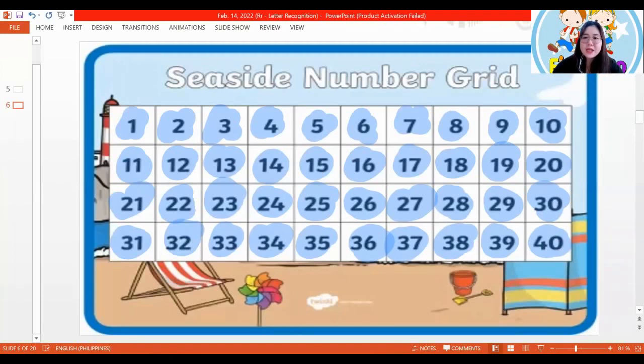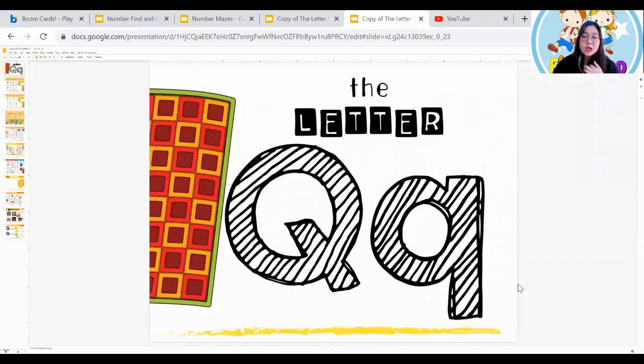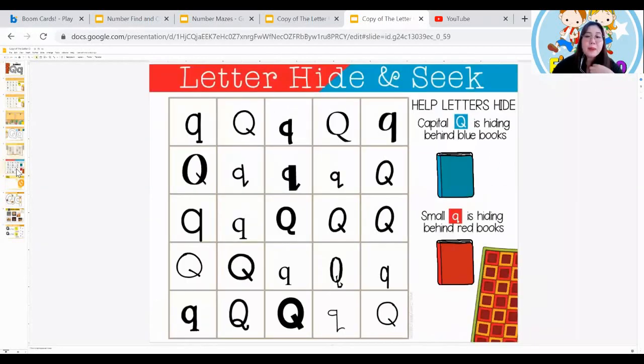Very nice. So do you still remember what letter we learned last week? Last week, we learned about the letter Q. That's correct, the letter Q. And what is the sound of the letter Q? The sound of Q is kwa, kwa, kwa. Good job. So let's start by finding our capital and our lowercase letter.